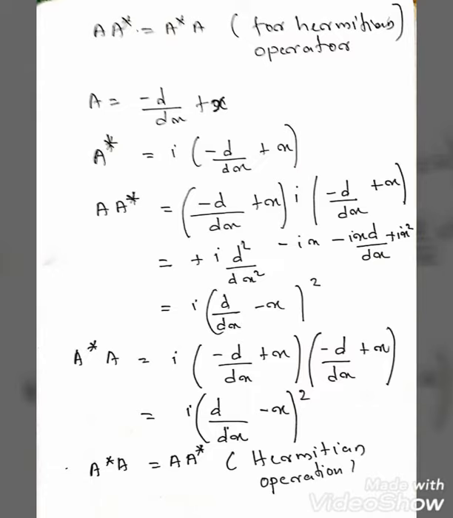Then we know A star A equals A star. That is a Hermitian operation. That is, this function is Hermitian, and it follows Hermitian operations.